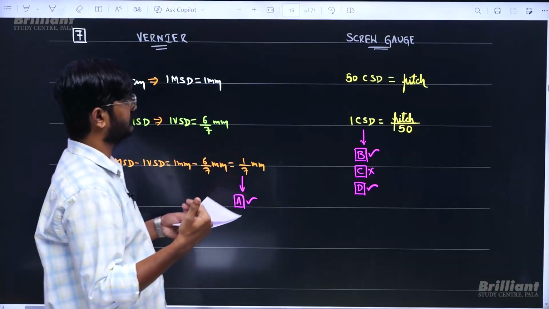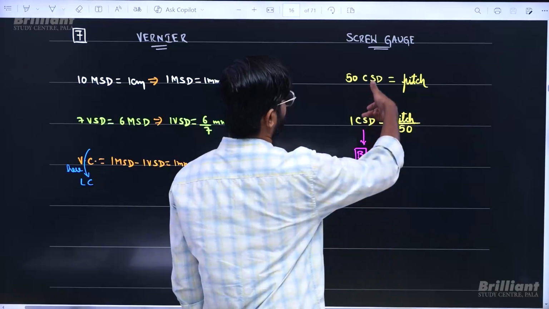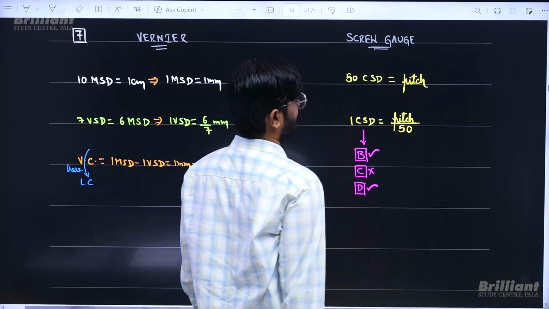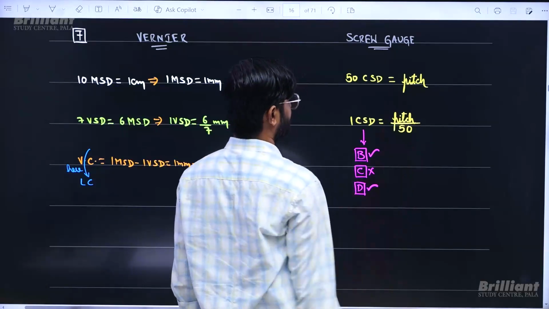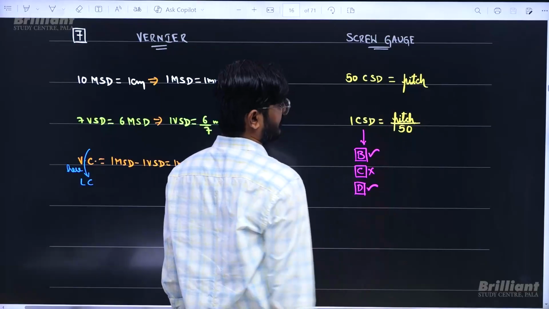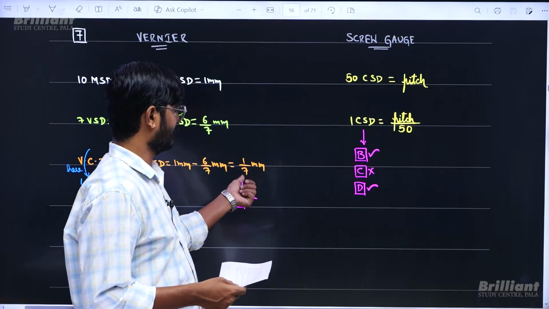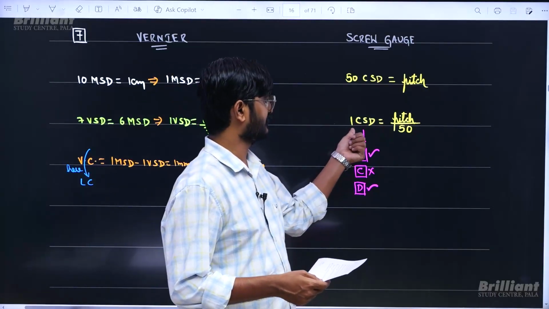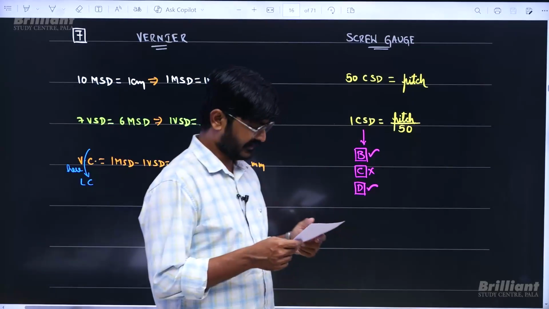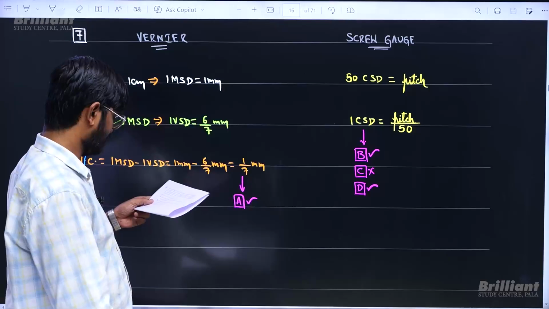Then coming to screw gauge, they were telling 50 divisions were there, and when you rotate by 50 circular scale divisions, how much it moves, that is the gap between the two consecutive threads, which is pitch. So if you move by 1 circular scale division, it is going to move by pitch by 50 units. And they were saying if the pitch is 1 by 7, then 1 circular scale division, which is going to be the least count of this instrument, is 1 by 350. So option B is correct. So if option B is correct, option C is wrong.